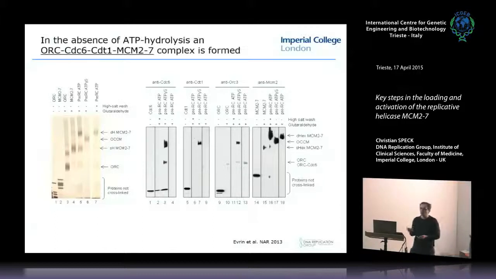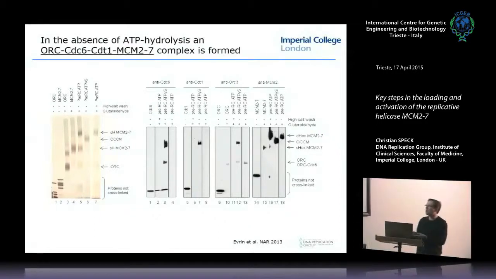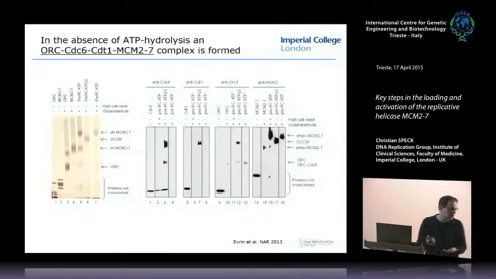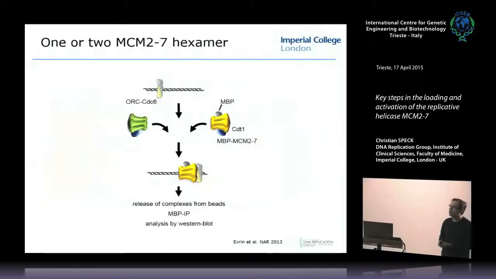But then the real question was, okay, how many MCMs are in there, right? Because there was a model, okay, it's a concerted process, there should be two MCMs. But the complex was running smaller than the double hexamer, so it would be really strange if it were two. But we said, okay, we measure it, okay?